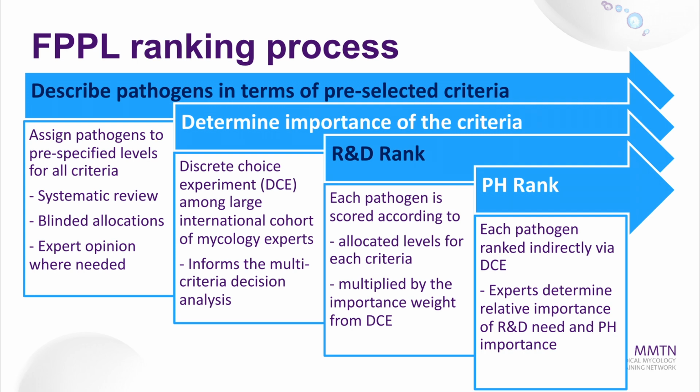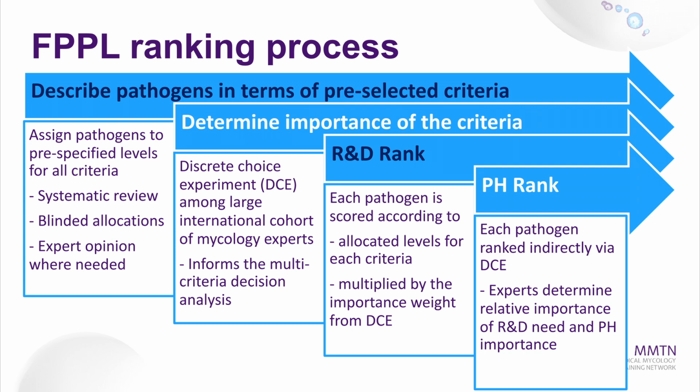Public health ranking was important, so each pathogen also received this, and the experts were asked to rank the R&D need with the public health importance need, with the base ranking, which is how important it is, how common it is, whether there's drug resistance or not.